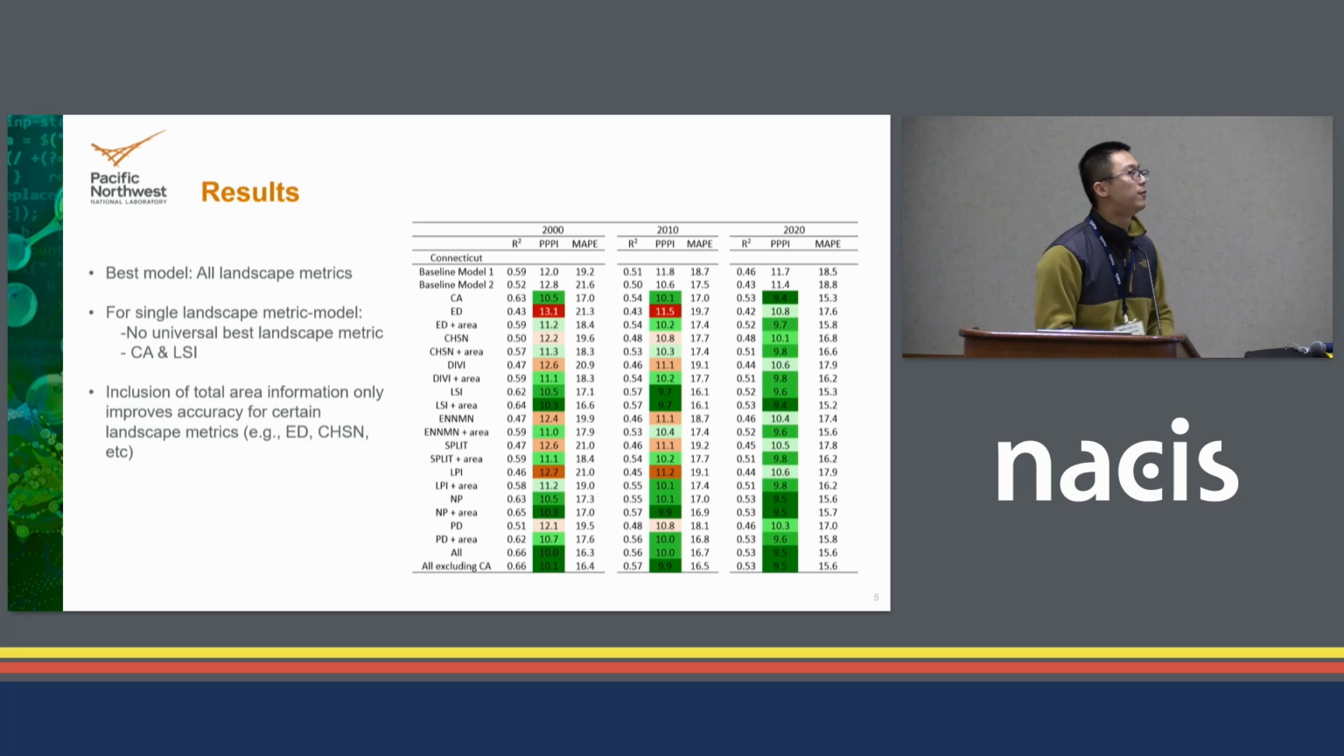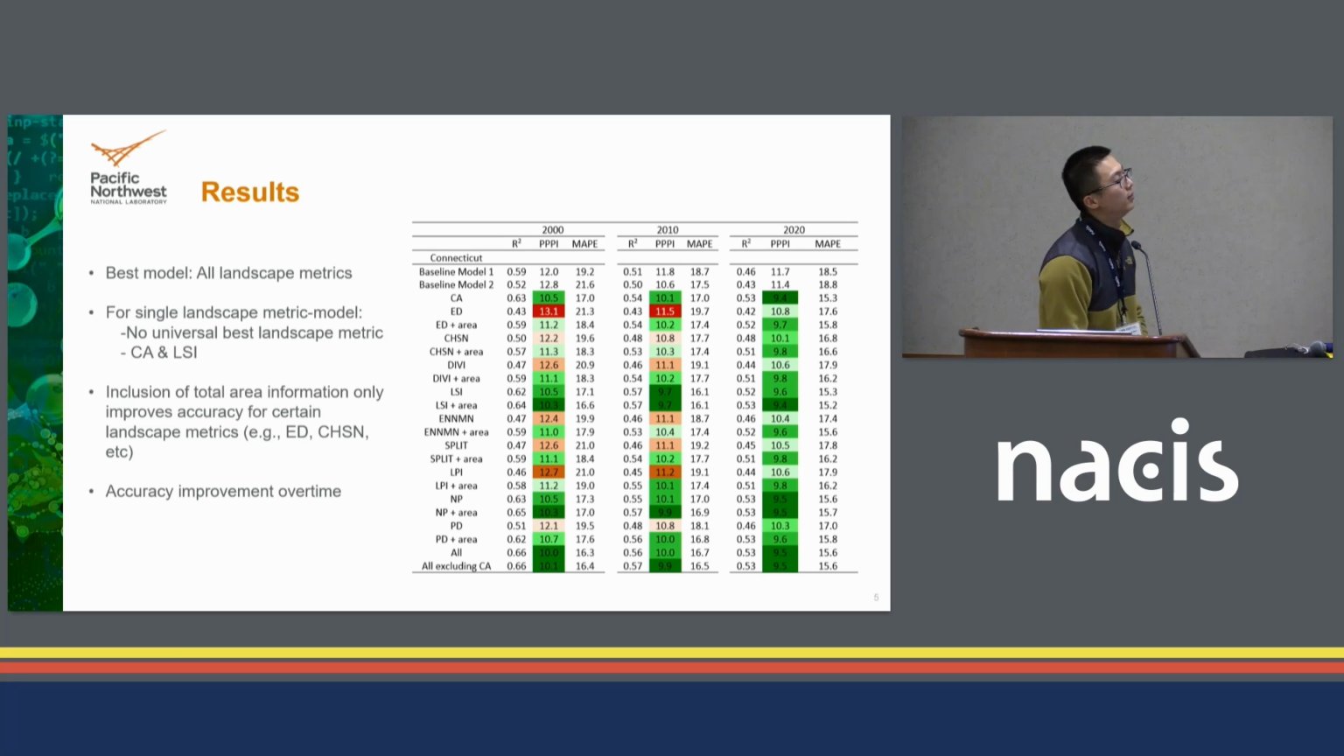And we also found that, as I mentioned before, the inclusion of the total area information only improves the accuracy for certain landscape metrics, such as the edge density and the cohesion index. For these landscape metrics, the area information is not included during their calculation process. So that's the reason why we see an improvement in model accuracy after including the area information. But for other landscape metrics, because they already contain the area information, the inclusion of the total area information does not bring any significant improvement.